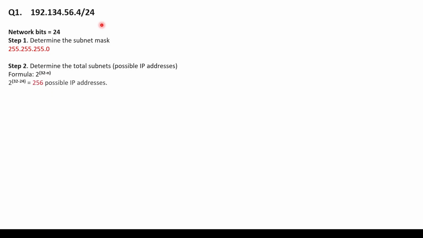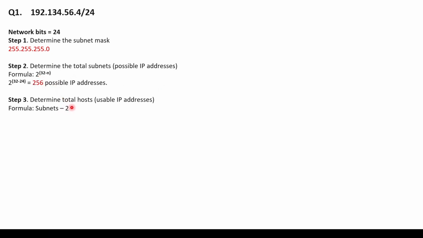All right, so we have that 2 raised to the power of 32 minus 24, which gives us 256 possible IP addresses. Now, step 3 is to determine the total hosts, that is the usable IP addresses. Out of these 256 IP addresses that we have here, only some are assignable to actual devices. And now the formula to do that is subnets minus 2.